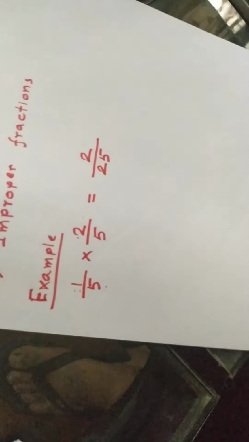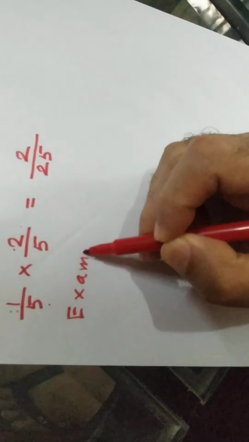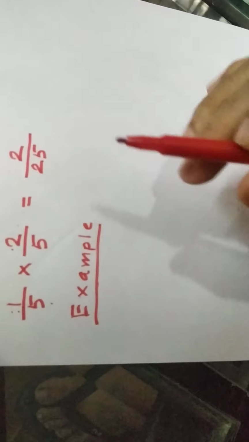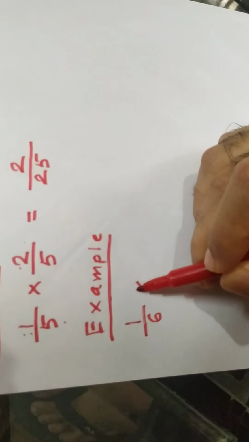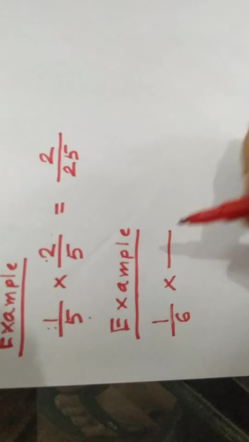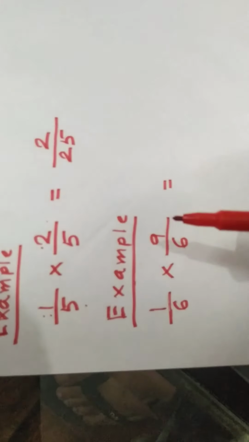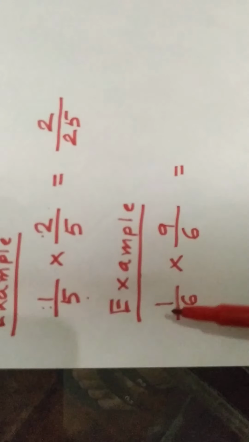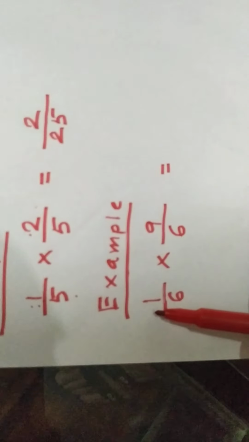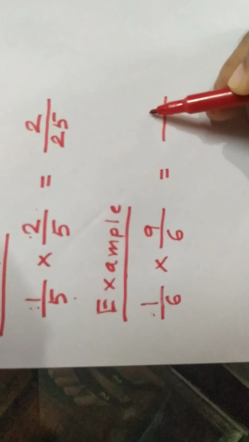So let us now take the help of a second example in order to reinforce our concept. Let us suppose I have 1 by 6 and I want to multiply it by, let's take an improper fraction this time, 9 by 6. So at first what will I have to do? I will have to multiply the numerators together. What is the numerator of the first fraction? 1. What is the numerator of the second fraction? 9. So what do I get? 9 into 1, 9.